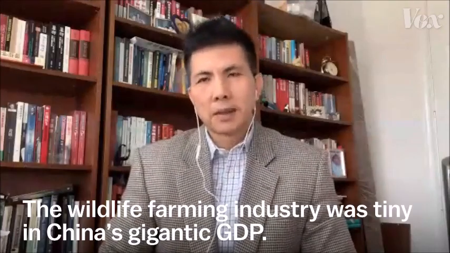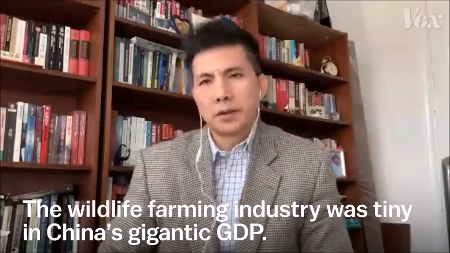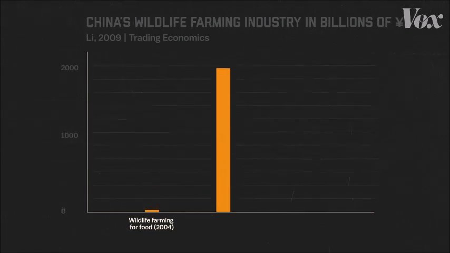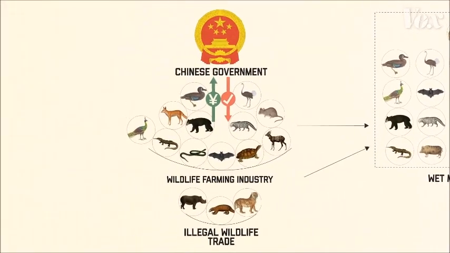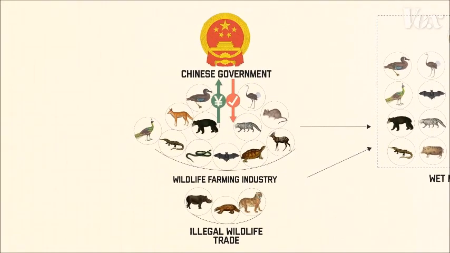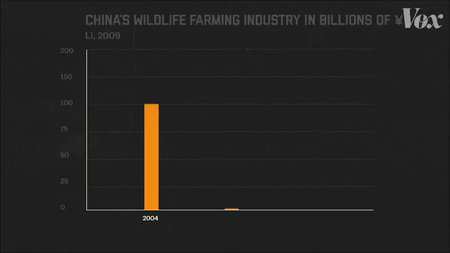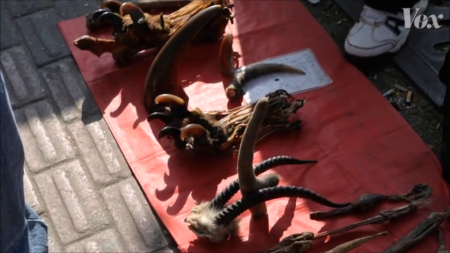The wildlife farming industry was tiny in China's gigantic GDP, but the industry has enormous lobbying capability. It's because of this influence that the Chinese government has allowed these markets to grow over the years. In 2016, for example, the government sanctioned the farming of some endangered species like tigers and pangolins. By 2018, the wildlife industry had grown to 148 billion yuan and had developed clever marketing tactics to keep the markets around.